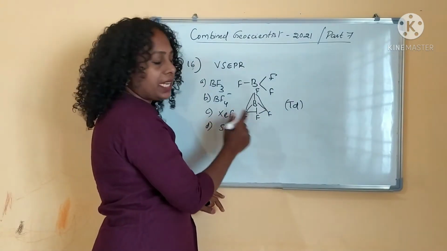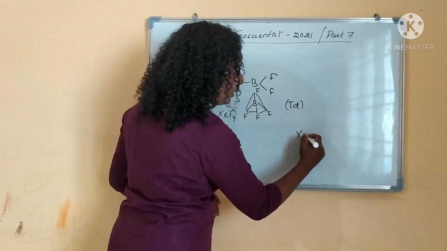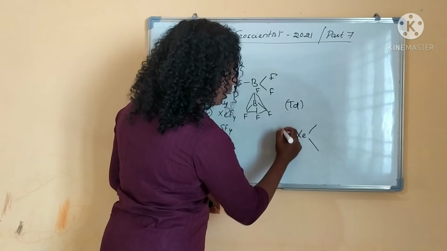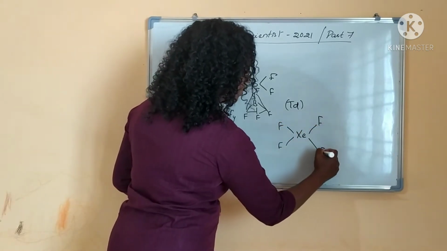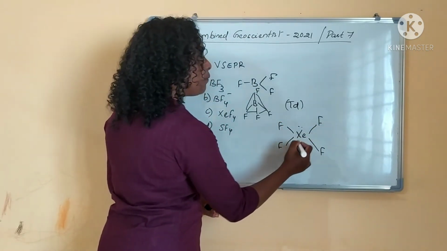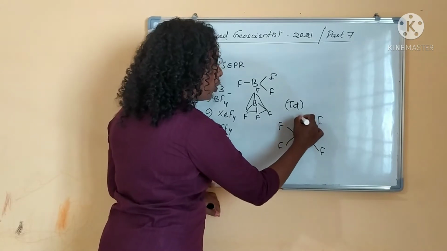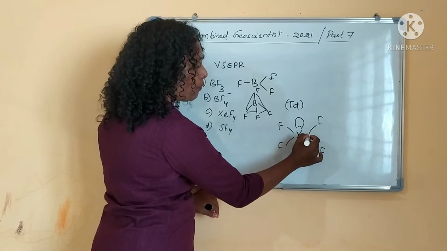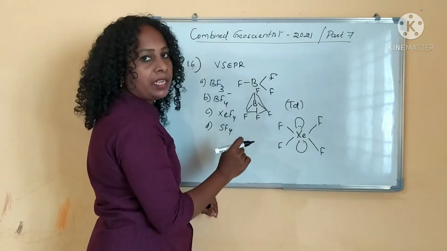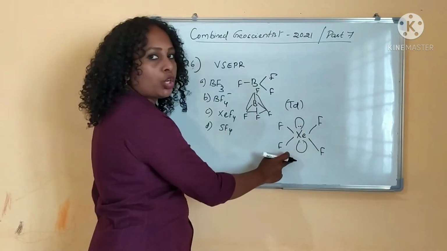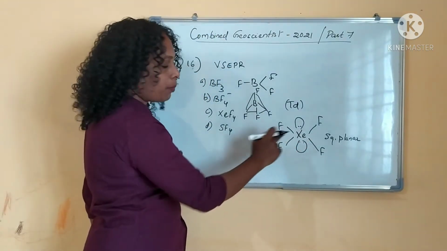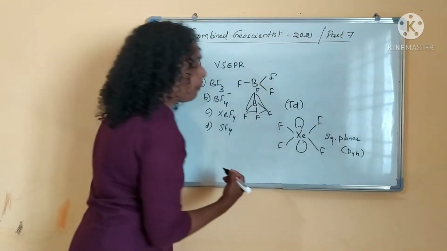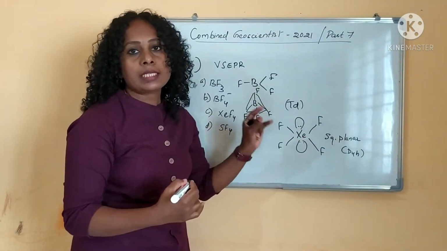And the next one is XeF4. Xenon is having 8 outer electrons. 4 have bonded with the fluorine atom, right? And the remaining 4 electrons. So 4 bond pair, right? 1, 2, 3, 4, 5, 6, 7, 8. 8 electrons. So this will be square planar shape, right? Planar shape, all the bond lengths will be equal and it belongs to the point group D4H, okay? So this also, all the bond lengths are equal.